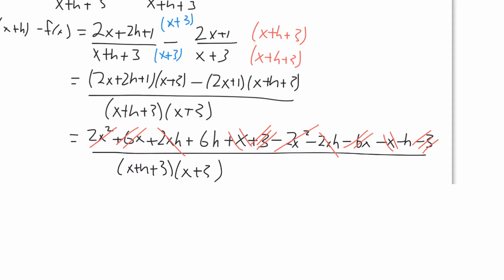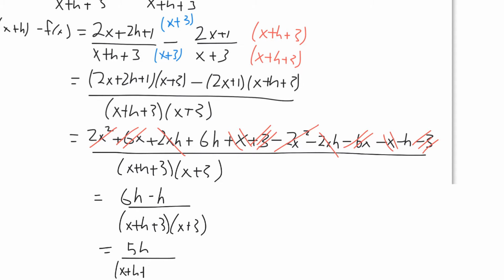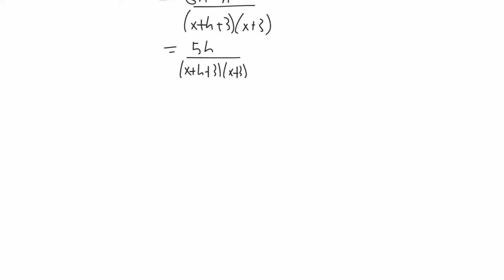So what we're left with after we clean up all of this craziness is just, well, there's a 6h and there's a minus h. And that's all that's left after all that cancellation. It actually cleans up quite nicely. We could even simplify the 6h minus h to just 5h over (x+h+3)(x+3). So there we go. We've got a nice simple version, and we're going to go ahead and jump into step number 3.